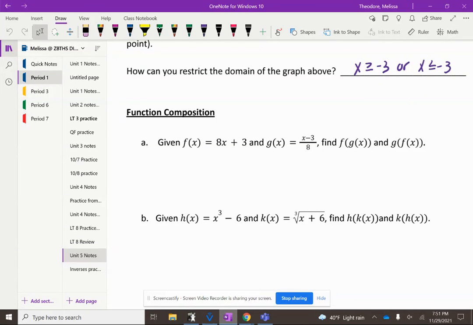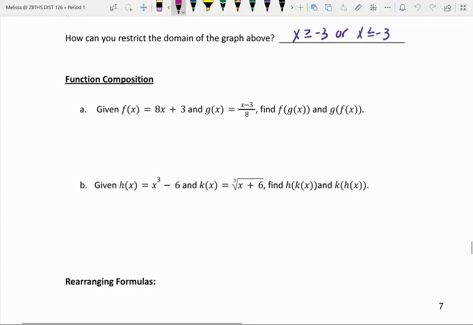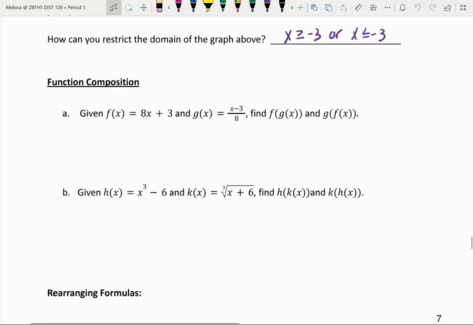Okay, guys, so I'm going to do a quick explanation about function composition. Function composition sounds challenging, but really it's just kind of a fancy word for substitution. So we have two functions here. We have f of x equals 8x plus 3, and we have g of x equals (x minus 3) over 8.